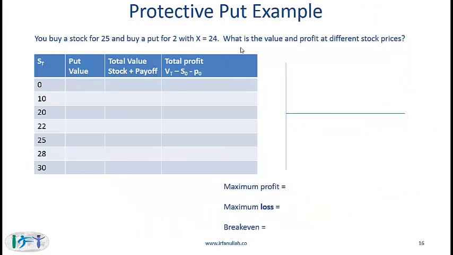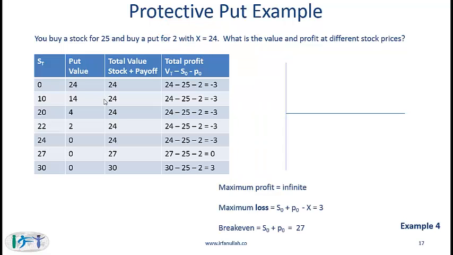Now I want you to do this example. The only thing that has changed is P0, how much you pay for the put, and the strike price, which has come down to 24. Here is what you should get. The calculations are the same as what we've seen earlier, so I will not go over the numbers again.